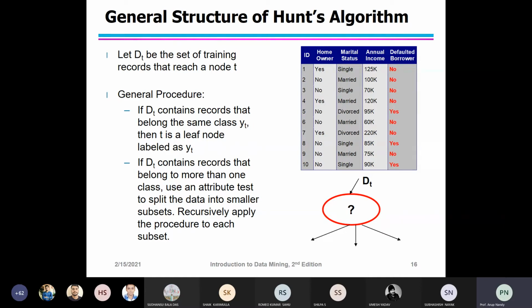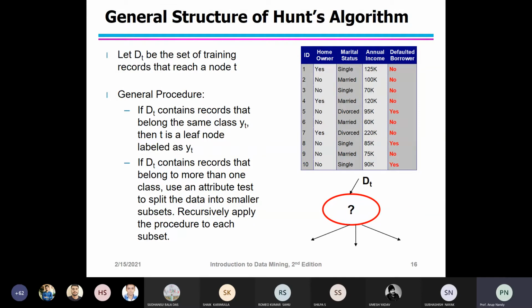Let Dt be the set of training records which are associated with node t, and you have y equal to y1, y2, y3. So these are the class levels. Now let Dt be a set of training records associated with node t, and you have y equal to y1 to yc classes. Then these are the class levels. Now there are general procedures to be followed. It is a recursive way to understand Hunt's algorithm. So what are the procedures?